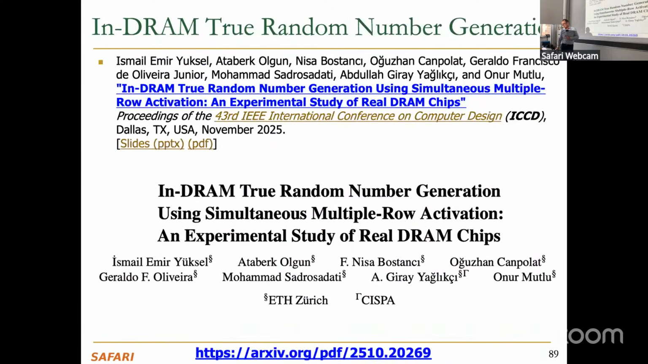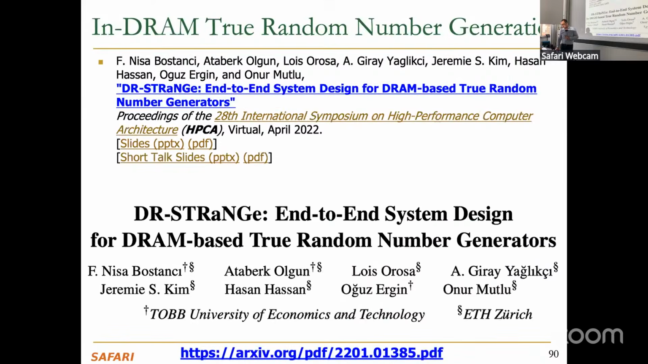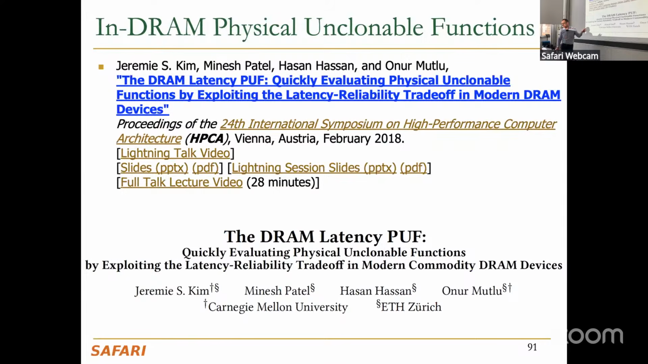I think this is Ismail's work that more recently shows that you can do even better than prior works. So it's good to think about that. And we also have some system level works to use those true random numbers. This is a physical unclonable function I'm not going to talk about, but this was actually the original work that showed that by abusing DRAM chips, you can do some useful things.